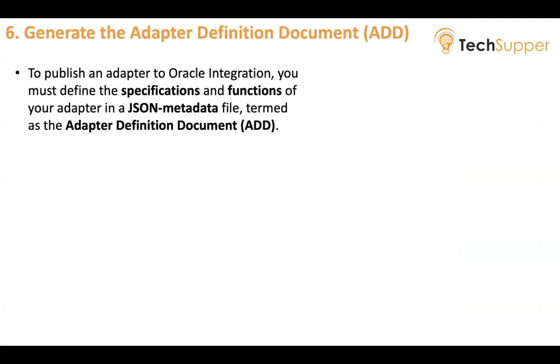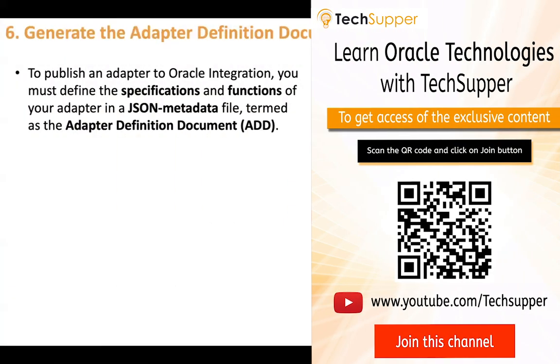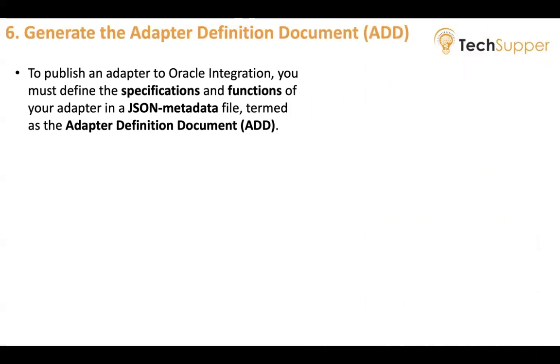The sixth step is very important, which is the ADD document, the adapter definition document. You can understand it as a JSON file, which will contain the specification and necessary functions for your adapter. This file is known as ADD, the adapter definition document. It can be a simple file, or it can be a complex file. But again, you have to write very little code here. Yes, it is a must-have file.